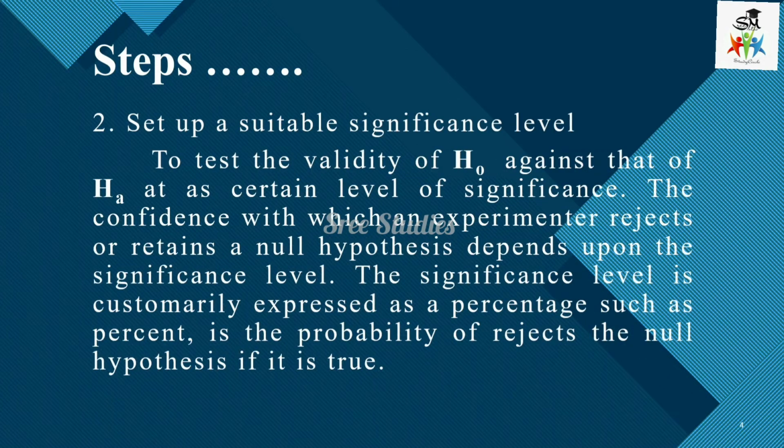The second step is to test the validity of the null hypothesis against that of the alternate hypothesis at a certain level of significance. The confidence with which an experimenter rejects or retains the null hypothesis depends on the significance level. The significance level is customarily expressed as a percentage, such as 5 percent, 10 percent, and so on. It is the probability of rejecting the null hypothesis if it is true.